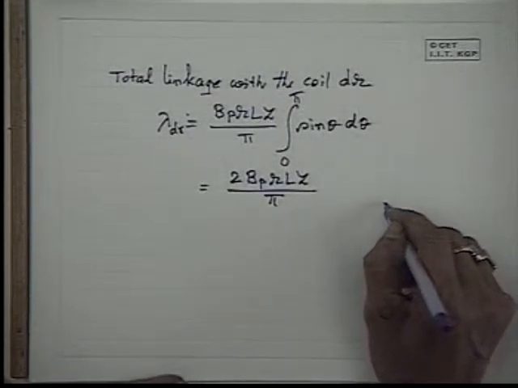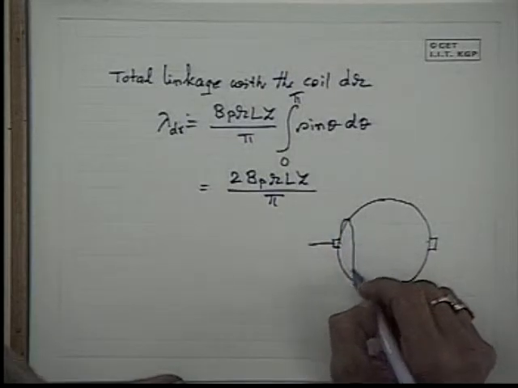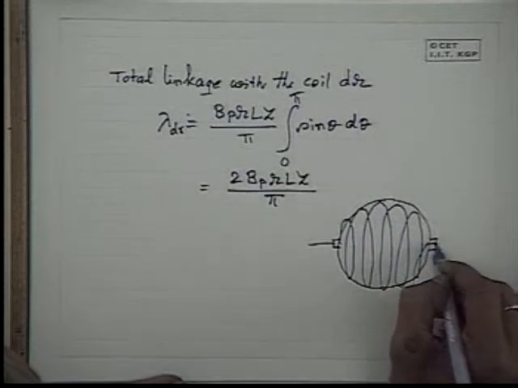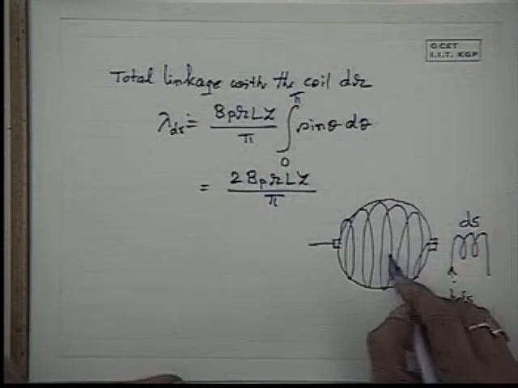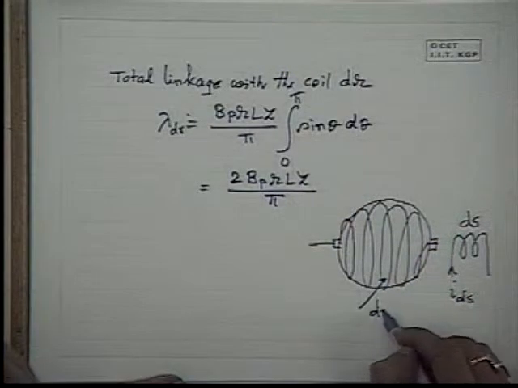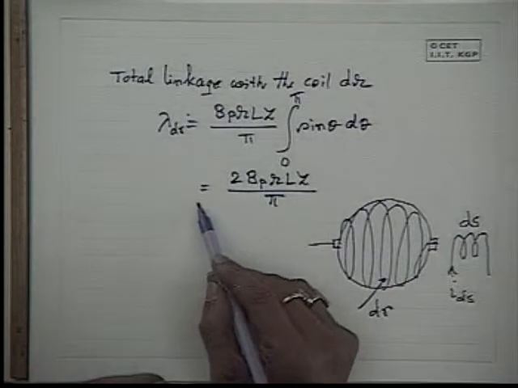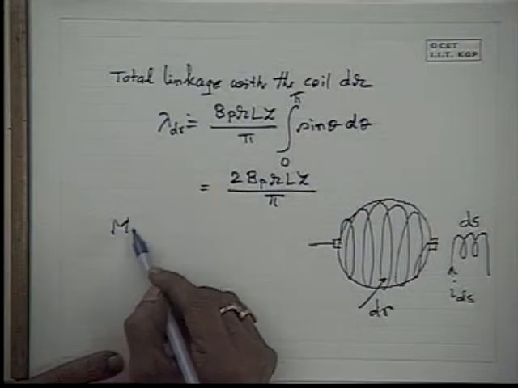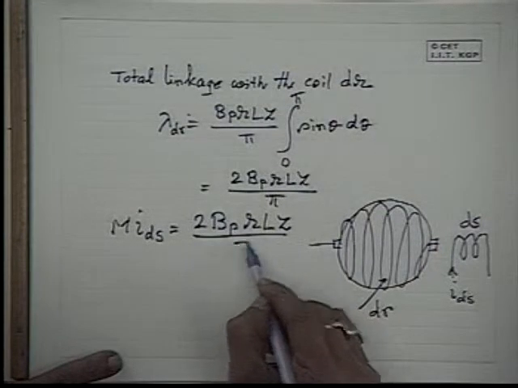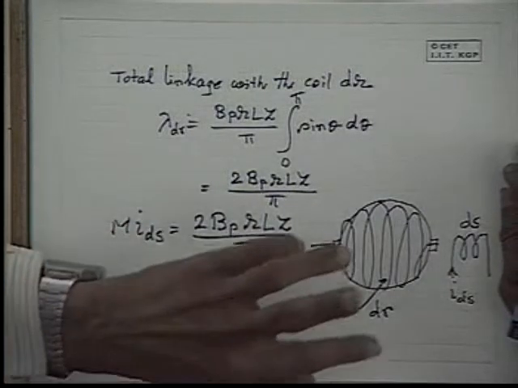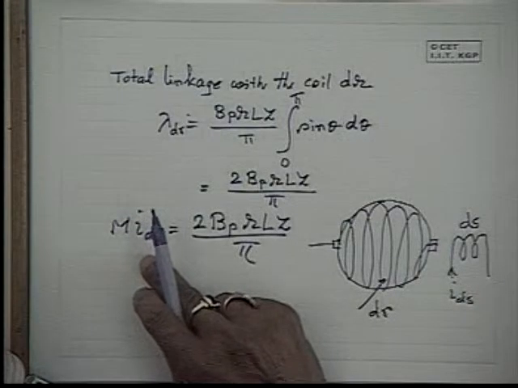So we find the linkage with dr winding due to current Ids through ds winding. This is your dr winding. Dr winding is this much. And what is the definition of mutual inductance? Mutual inductance M is equal to 2 BP RL Z pi, because this is the total linkage. If M is the mutual inductance between ds winding and dr winding, then linkage is also given by M Ids.